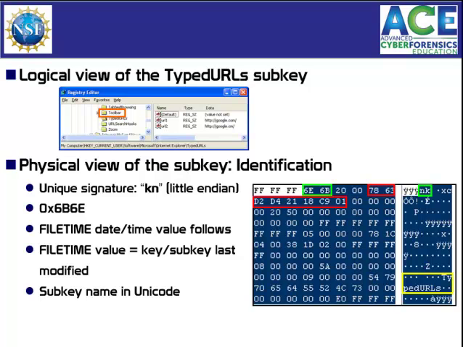So a logical view of the TypedURLs subkey shows us what this looks like inside of the registry editor. And a physical view of the subkey tells us that this is a subkey value, and we see the KN signature, and we see the file time, date and time, and we also see the subkey name in Unicode, which is TypedURLs.